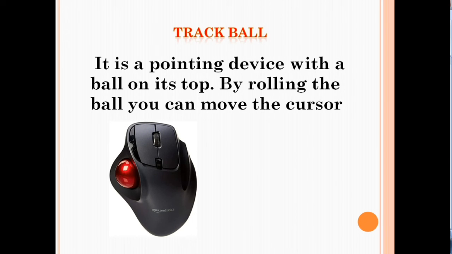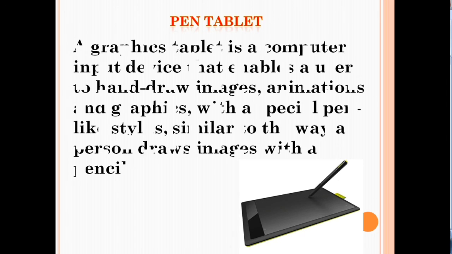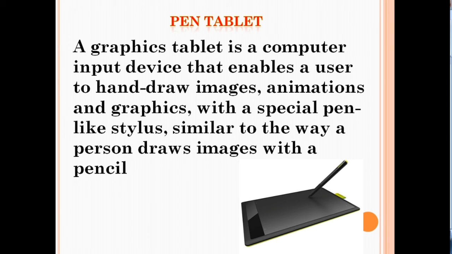Next, trackball. It is a pointing device with a ball on its top. By rolling the ball, you can move the cursor. Next, pen tablet. A graphics tablet is a computer input device that enables a user to hand draw images, animations and graphics with a special pen like stylus, similar to the way a person draws images with a pencil.